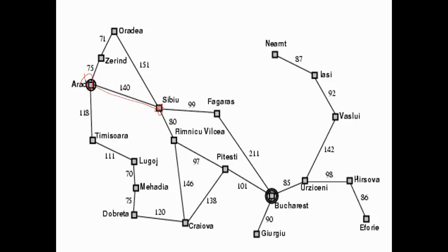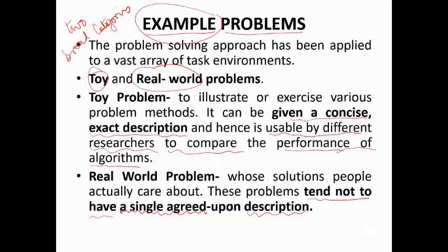Let's say the agent starts from here, it moves to the next state, and then further here. Another possibility is here and here, and so on. So these are some of the solutions that the agent should consider. These are all about path finding.